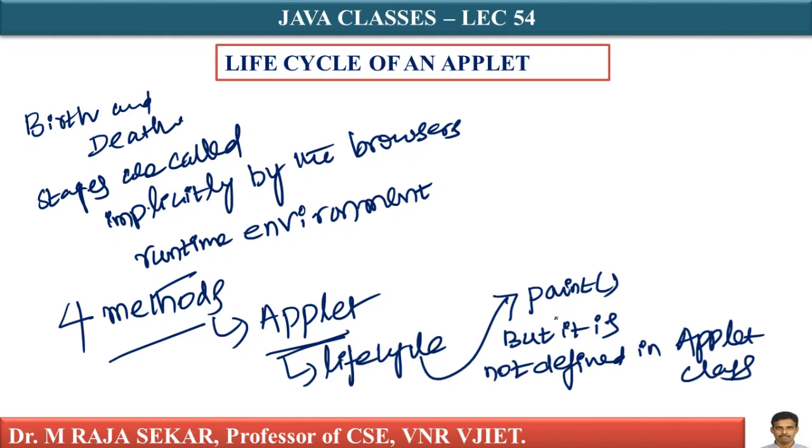I will repeat. There are 4 methods in the life cycle and all are defined in the Applet class. In this life cycle, the applet also uses the paint method, but it is not defined in the Applet class; it is defined in the Component class inherited by the Applet class. I will discuss that Component class in future classes. For the time being, just understand that an applet makes use of the paint method, but actually paint is not part of the applet life cycle. Let me discuss the methods one by one.